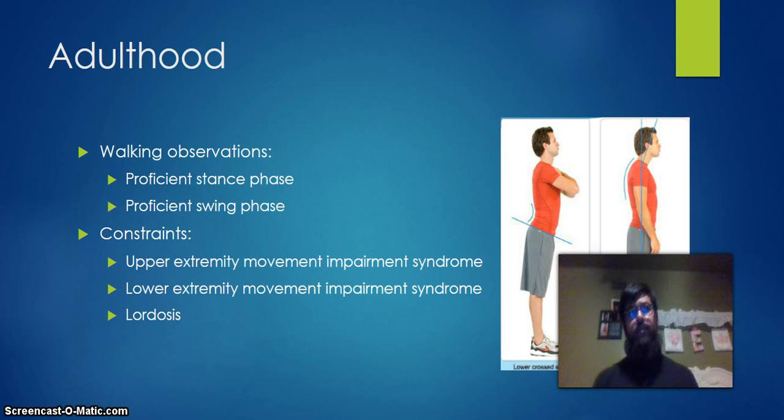A lot of this comes from stuff that we do throughout the day. For the excessive flexion in our hips, this is if we're seated for long periods of time. Our hips get accustomed to being in a flexed position, and they tend to stay in that position.